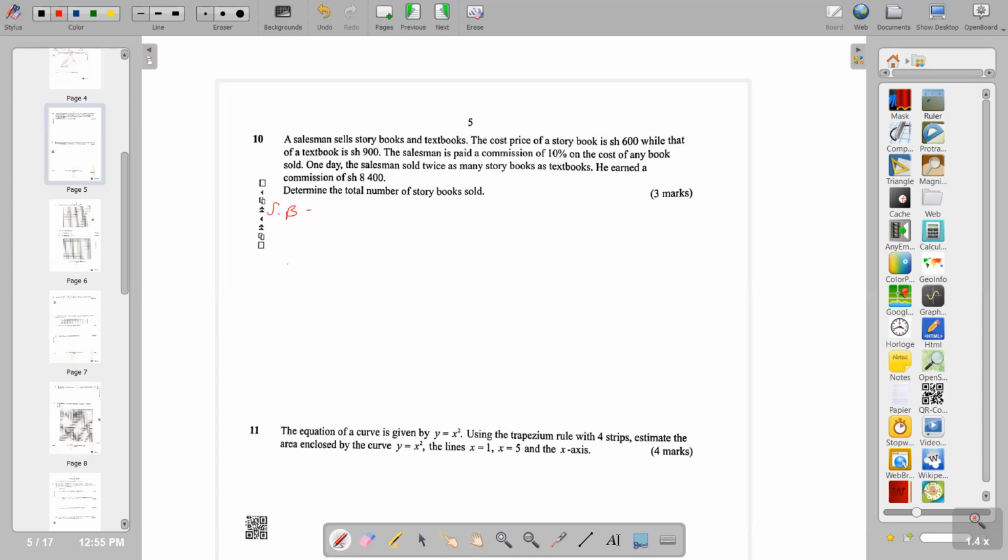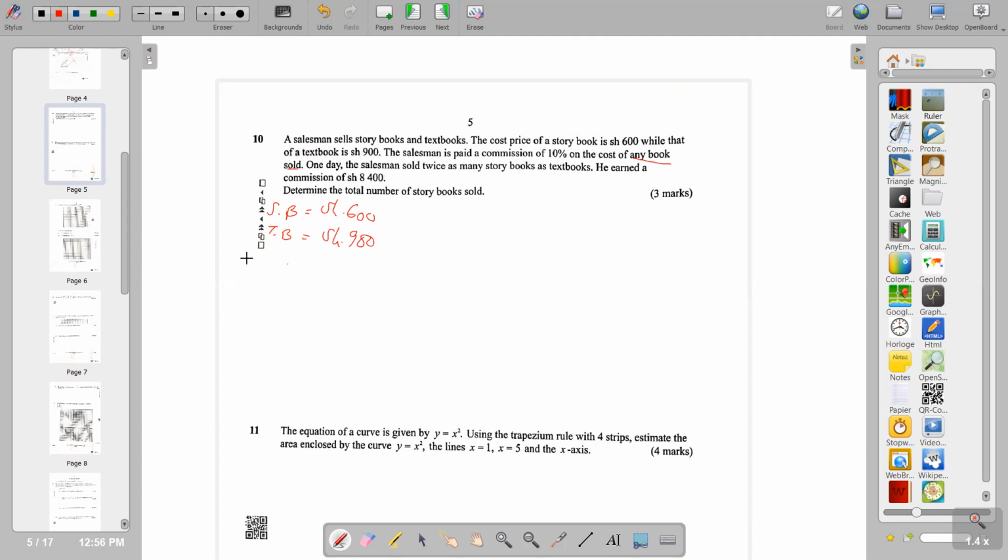Storybook, the price of a storybook is 600 shillings. And that of a textbook, the price is 900 shillings. So you are told that he was paid a commission of 10% on any book sold, so it can be either storybook or textbook or both. And so we're told that one day he sold twice as many storybooks as textbooks.